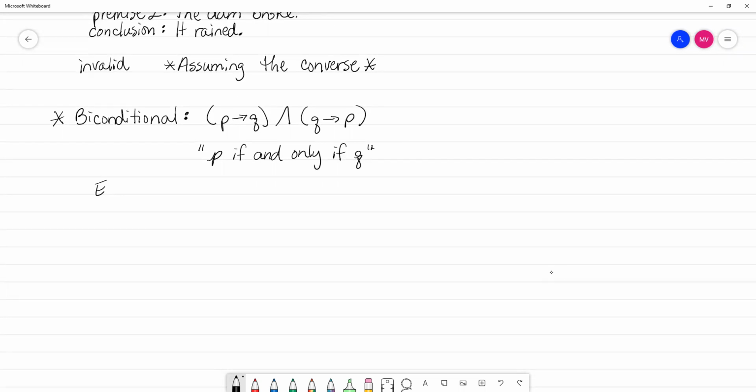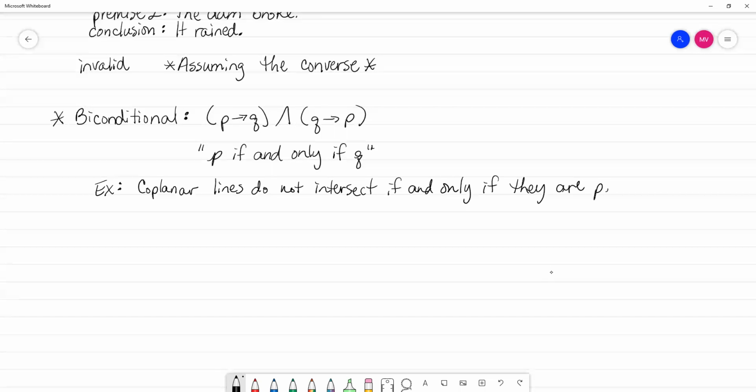An example would be: coplanar lines do not intersect if and only if they are parallel. So this is what you want to look for. I think on the test, you're just identifying a biconditional. So having your notes available will be helpful.